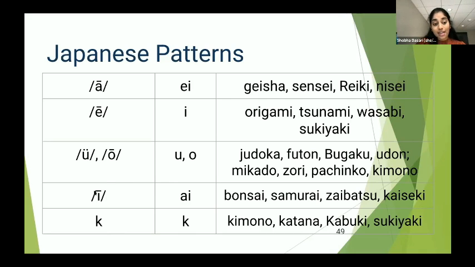Next language pattern is that the I sound in Japanese, just like in Chinese, is spelled with an AI. So bonsai, samurai, zaibatsu, kaiseki, spelled with an AI. And then in Japanese, the ka sound is pretty much always spelled with a K. There are very few C's in Japanese. So kimono, katana, kabuki, sukiyaki, all have the K letter for the ka sound.